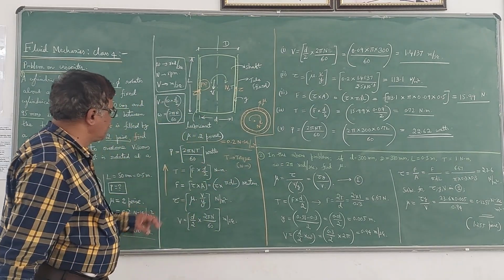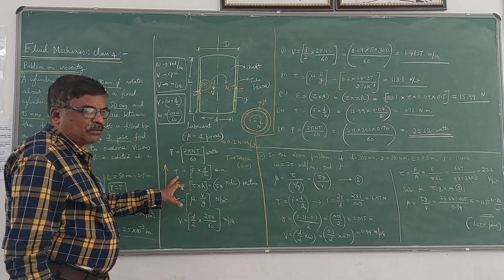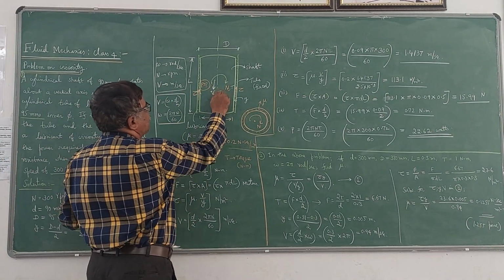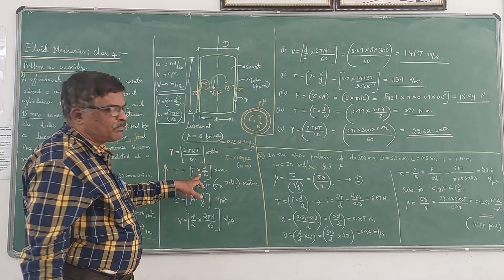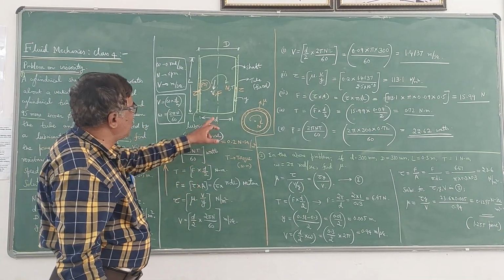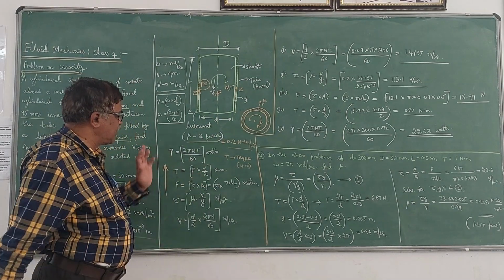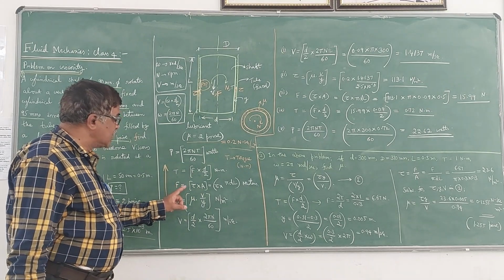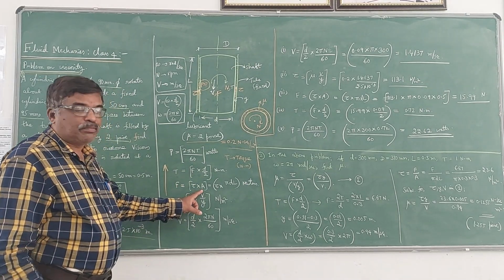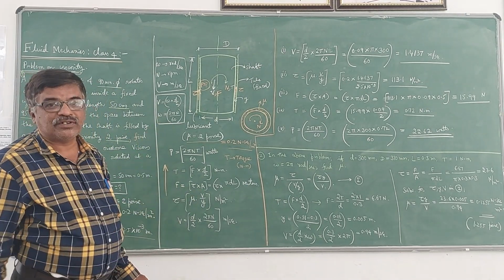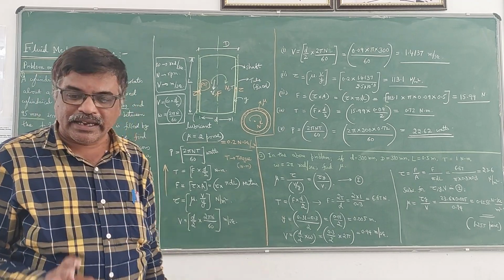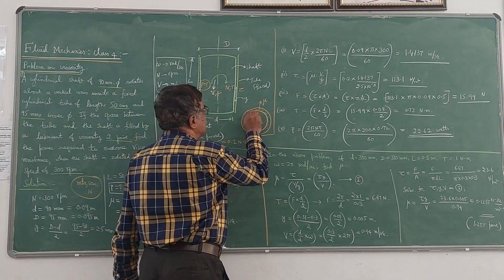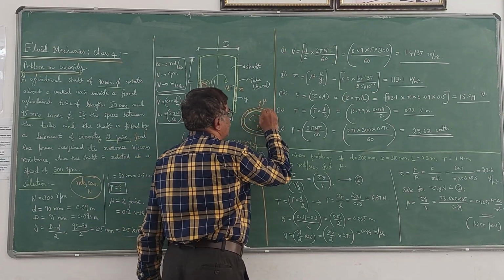N is the speed. And this torque is given by the force with which that shaft is moving multiplied by the radius of the shaft, that is small d by 2, diameter divided by 2. That gives the torque, and this force is given by shear stress multiplied by the area over which it is acting. Please note that here the area we have to take is the circumferential area.